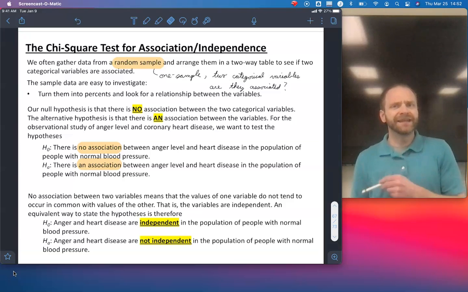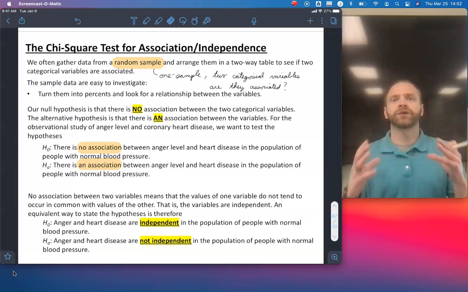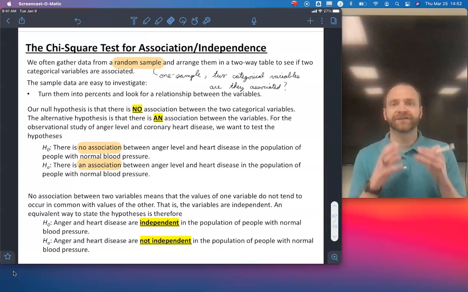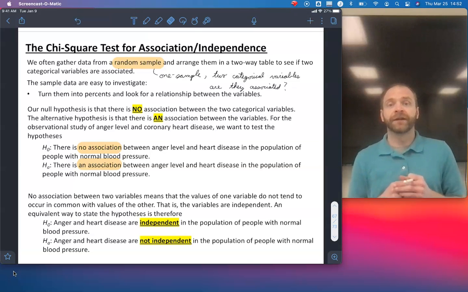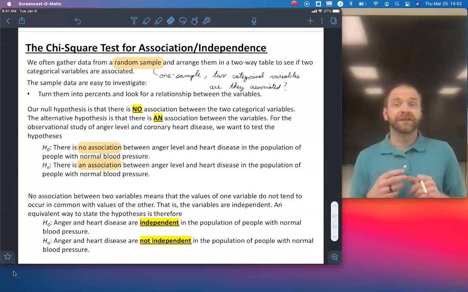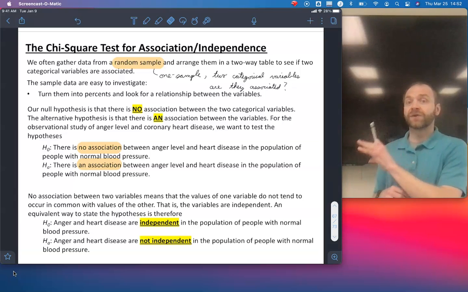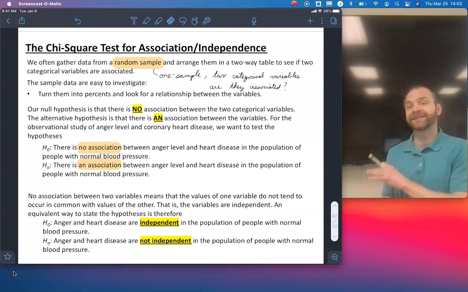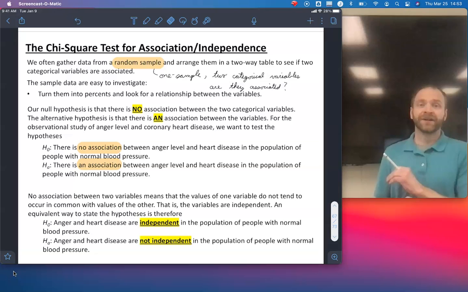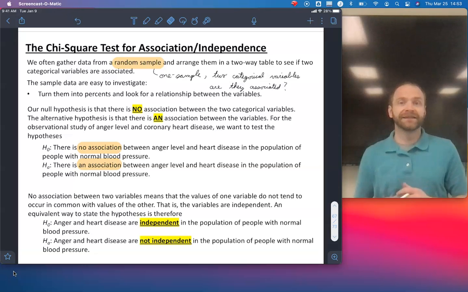So do keep in mind that we looked at this idea of independence and not independent before. But when you're using these, do you see something different about how the null and the alternative are written? We are trying to say the two categories, anger and heart disease, are independent of each other, and insert context. The alternative: anger and heart disease, the two categorical variables we're analyzing, are not independent of each other. So this one says, hey, there's an association between them. This one says, are they independent or not independent of each other? So these are two ways of writing the same thing.